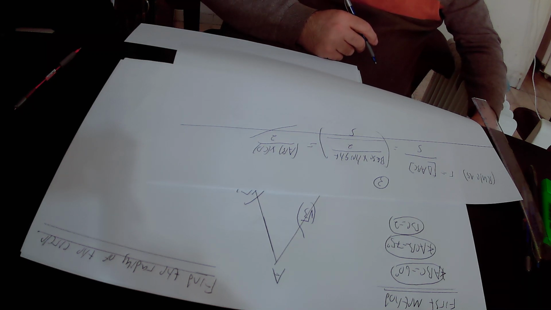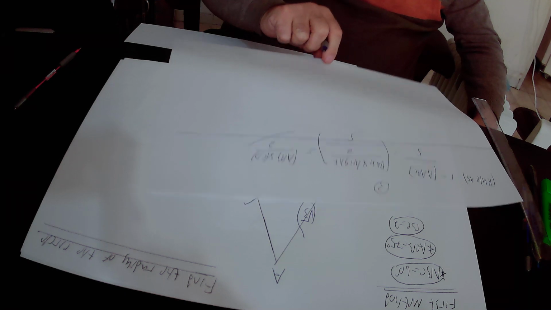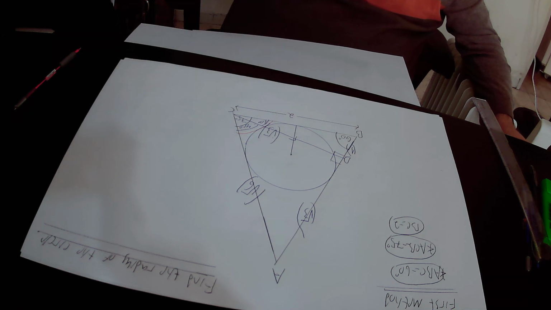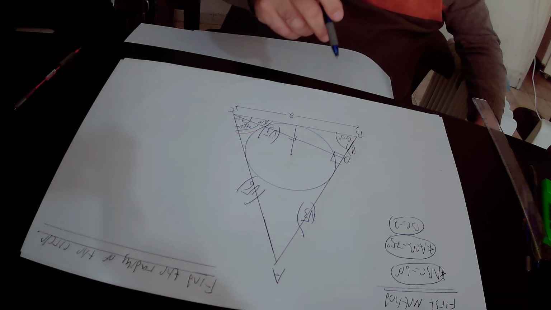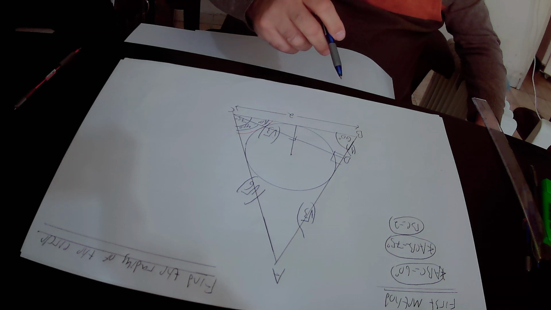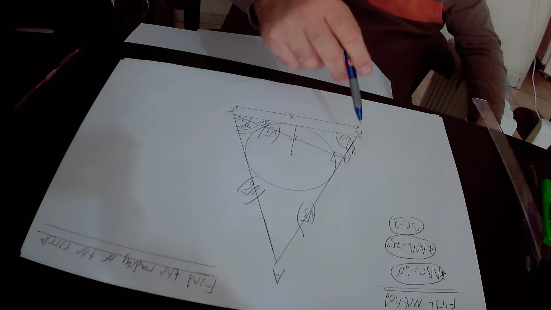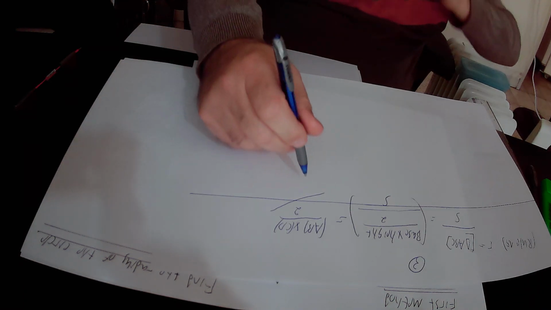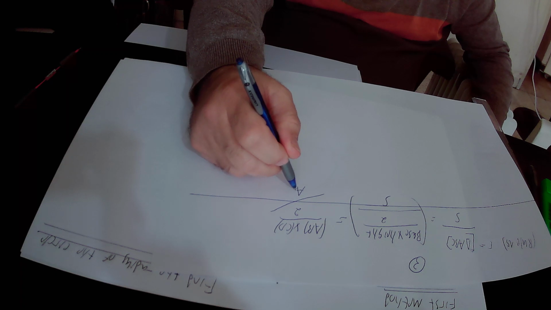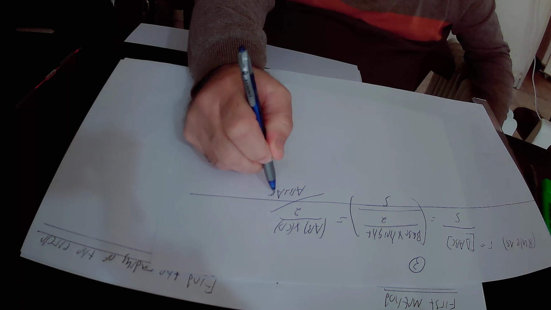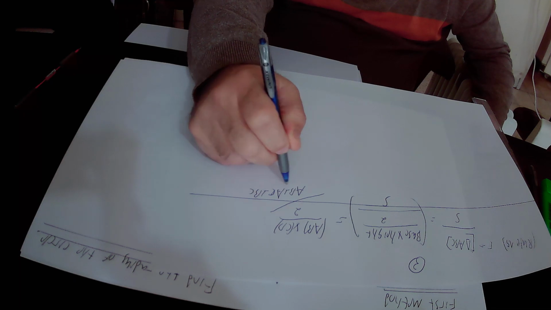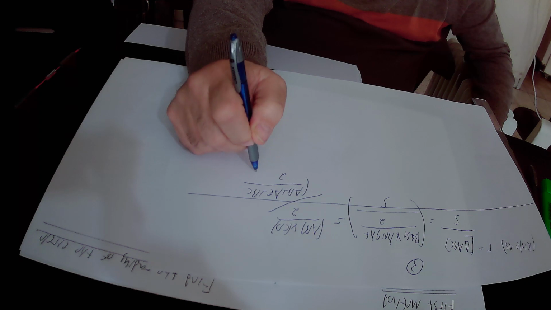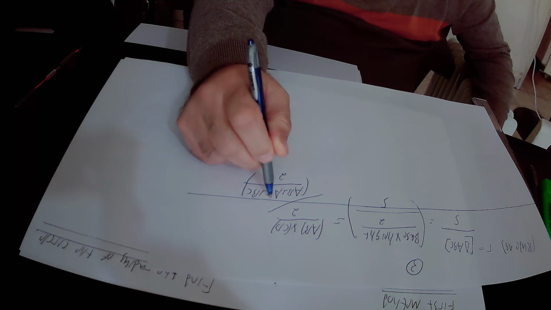S is the semi-perimeter of triangle ABC. The semi-perimeter of any triangle is the perimeter over 2. The perimeter is the sum of its side lengths, which is AB plus AC plus BC. So the perimeter is AB plus AC plus BC. If we divide the perimeter by 2, we get the semi-perimeter S. So in total, the semi-perimeter of triangle ABC equals AB plus AC plus BC over 2.